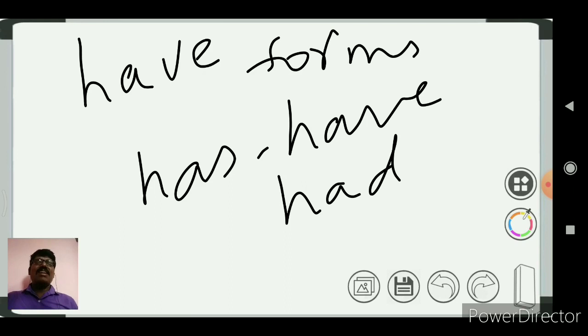So these are all primary auxiliaries. Once again, primary auxiliaries are be forms, do forms, have forms. Be forms are is, am, are, was, were, be, been, being. Do forms are do, does, did. Have forms are has, have, had. These are all primary auxiliaries.